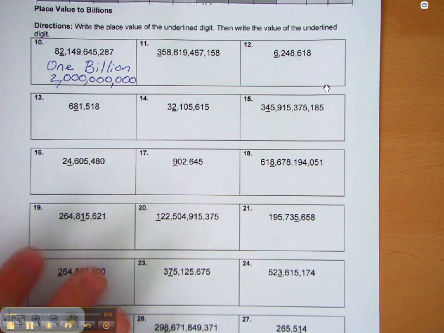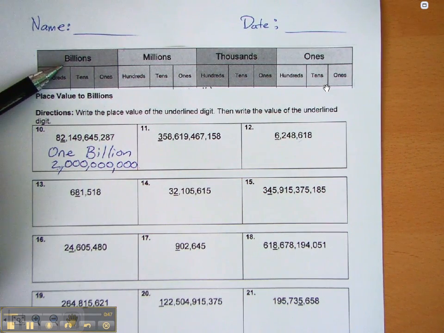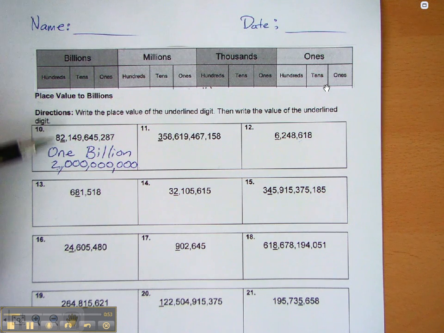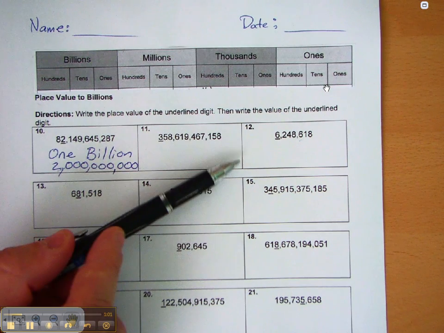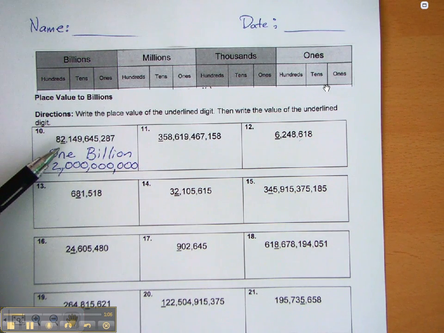Okay, let's take a look at it. Pay close attention to this sort of chart up at the top here. This is going to help out tremendously with this particular homework assignment. There are two parts to every problem, okay? Two different directions. The first one is to write the place value of the underlying digit. Now remember, digit is another name for a number, okay? Now if you see in the first problem here, number 10, the underlying digit is a number 2, all right? So what is its place value?